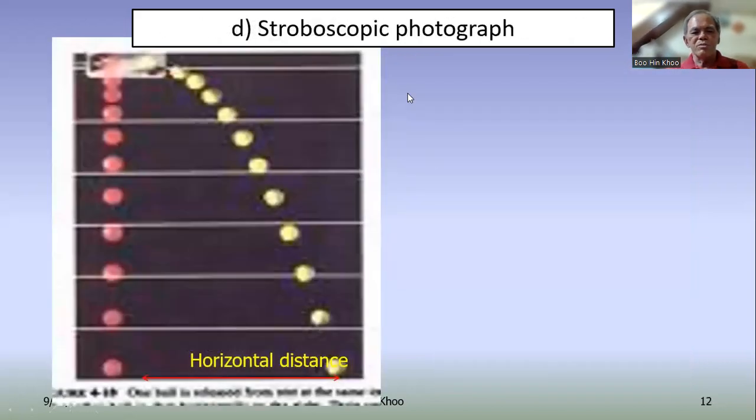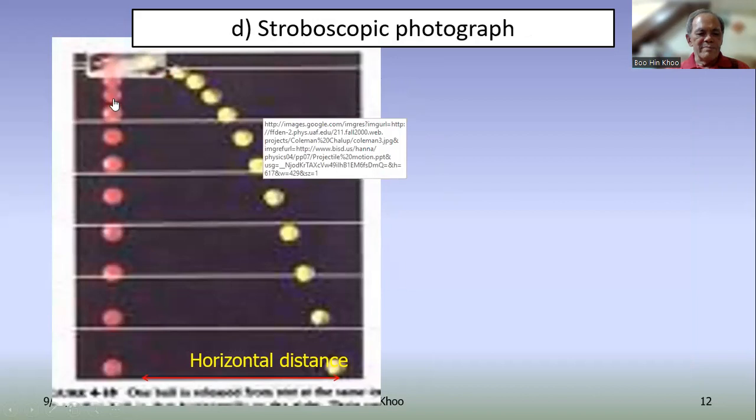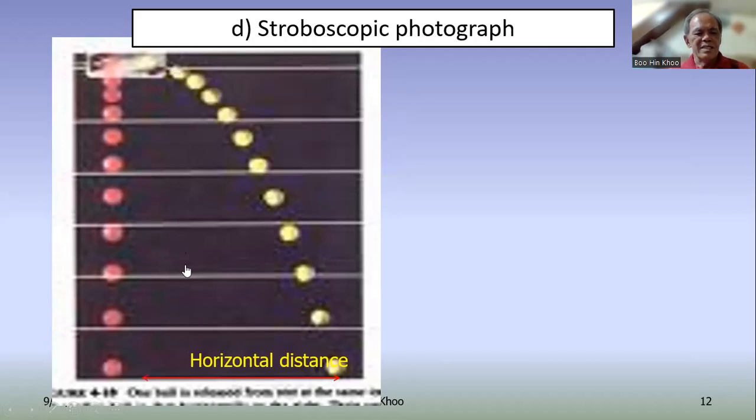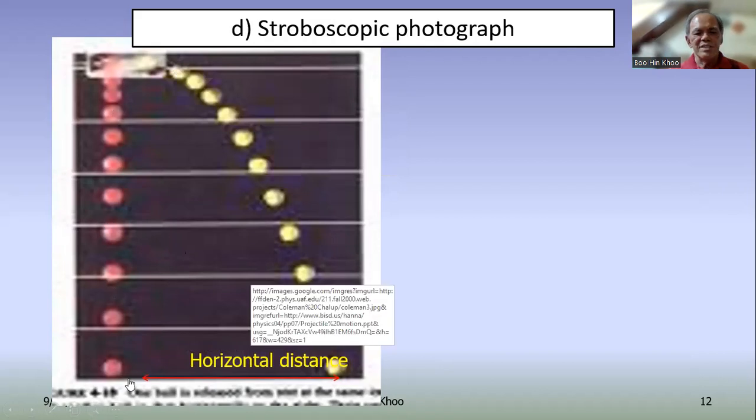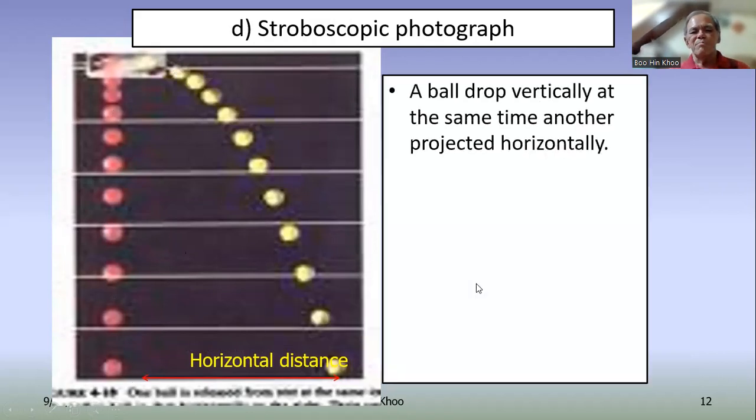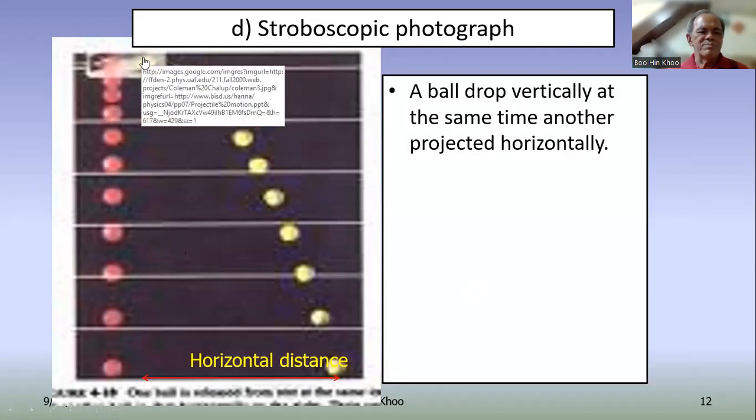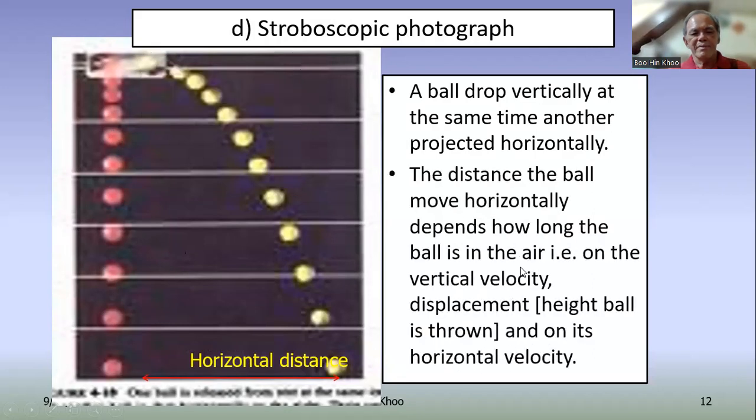Or we can use a stroboscopic photograph. You drop a red ball here, and at the same time you throw a pink ball, and then we can take a photograph of it. You can see that this one has moved horizontally. That is the horizontal distance. This one is dropped, so there is no horizontal distance. A ball is dropped vertically, and at the same time another is projected horizontally. The yellow one is projected horizontally, and the red one is dropped vertically.